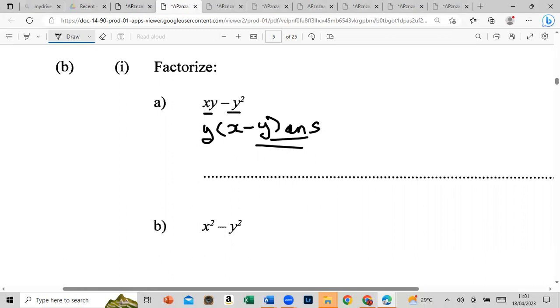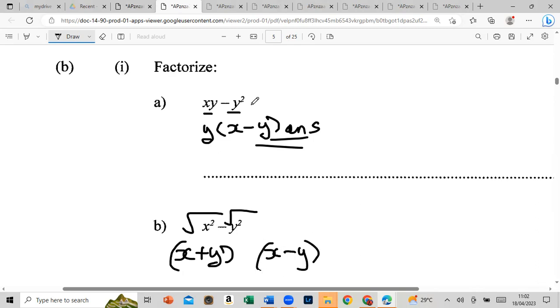Alright, so if we look closely, we see that it's a difference of two squares. So what we do is find the square root of each. So the square root of x squared, what do I multiply by itself to give us x squared? That is x, so put it on either side. Same thing for y, that would be y. One should be plus, and one should be minus. So it's x plus y, and x minus y.